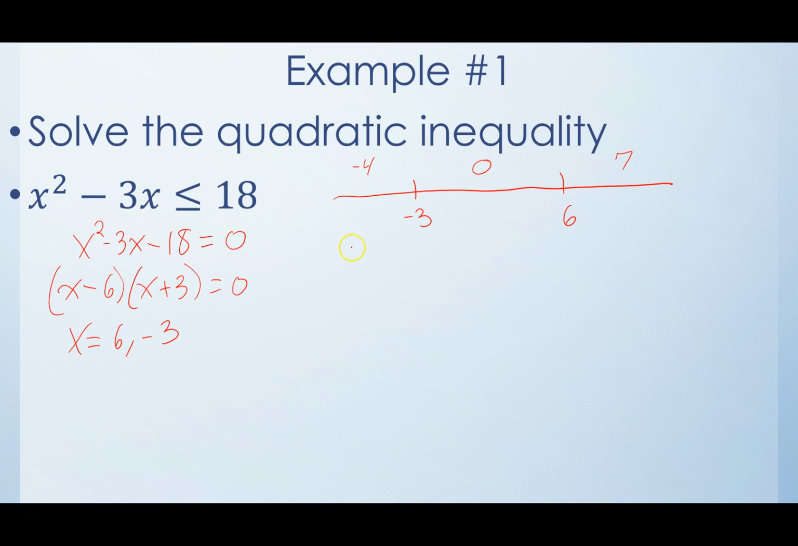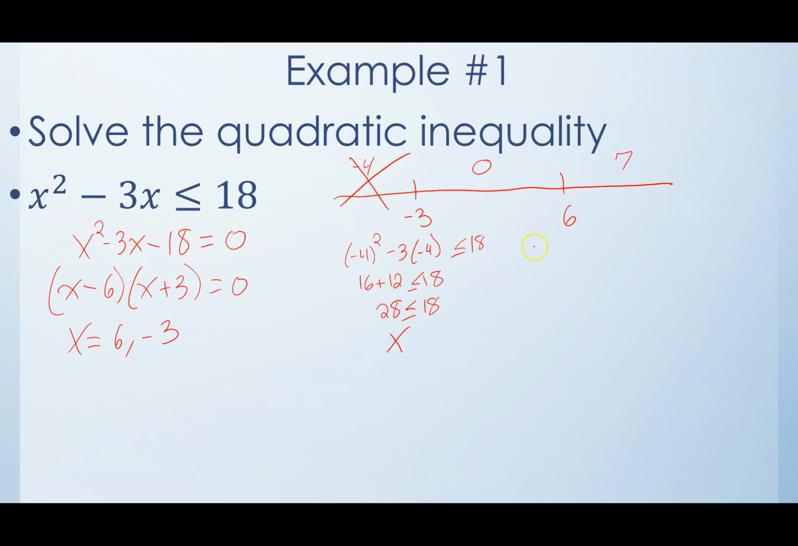So when we plug in negative 4, we have negative 4 squared minus 3 times negative 4 less than or equal to 18. So we get 16 plus 12, which is 28. And 28 is not less than 18. So this will not fall in the correct region.